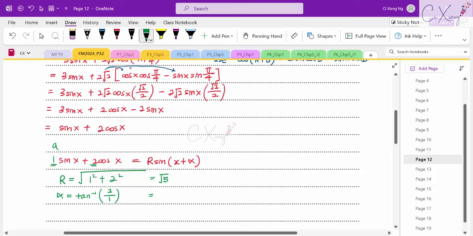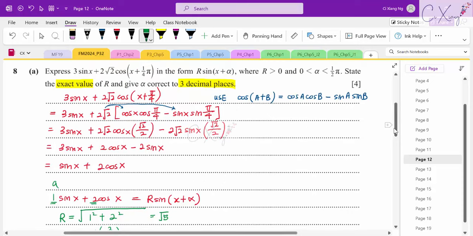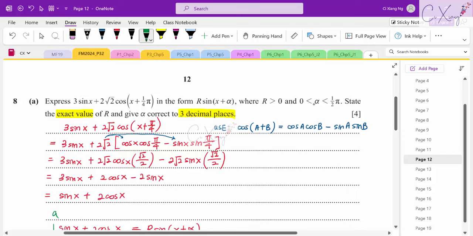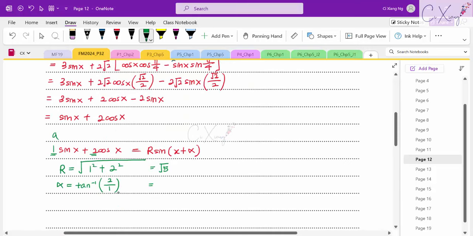Okay, so for the value of alpha, if you are not so sure whether you want to put it in degree or radian form, just have a look at the unit here. You can see that alpha is given from 0 until π/2. So π/2 is basically radian. Therefore, your final answer should be in radian as well. So please make sure you change your calculator into radian mode. Then you should get 1.107, correct to 3 decimal places.